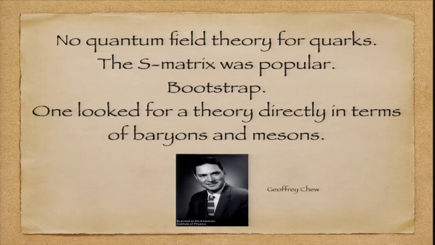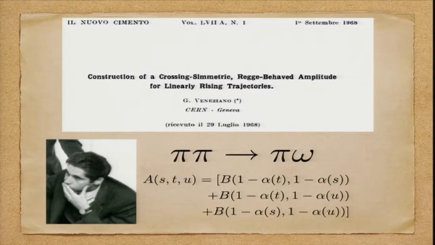And even though the quarks were there, there was no quantum field theory for quarks. And there was the S matrix, which was then a very popular bootstrap. And Geoffrey Chew was the leader of this movement. And of course, another thing that happened was that one looked for a theory described directly in terms of baryons and mesons.